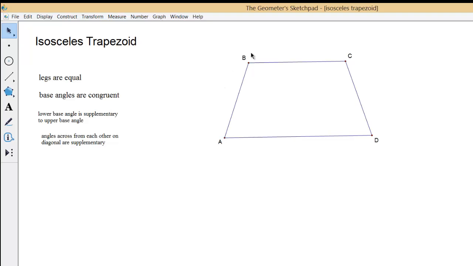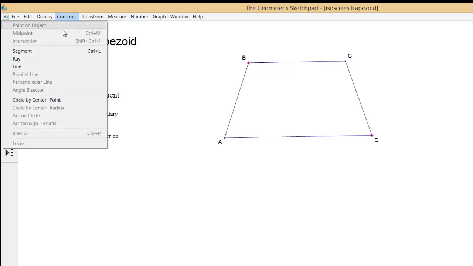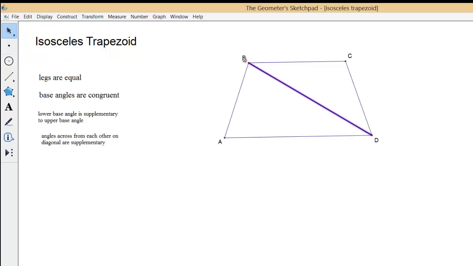And let's go ahead and look and see if there's something special about the diagonals. We'll construct the line segment that connects the two points that are opposite each other. And then let's also connect this. Okay. These are the diagonals of our trapezoid.